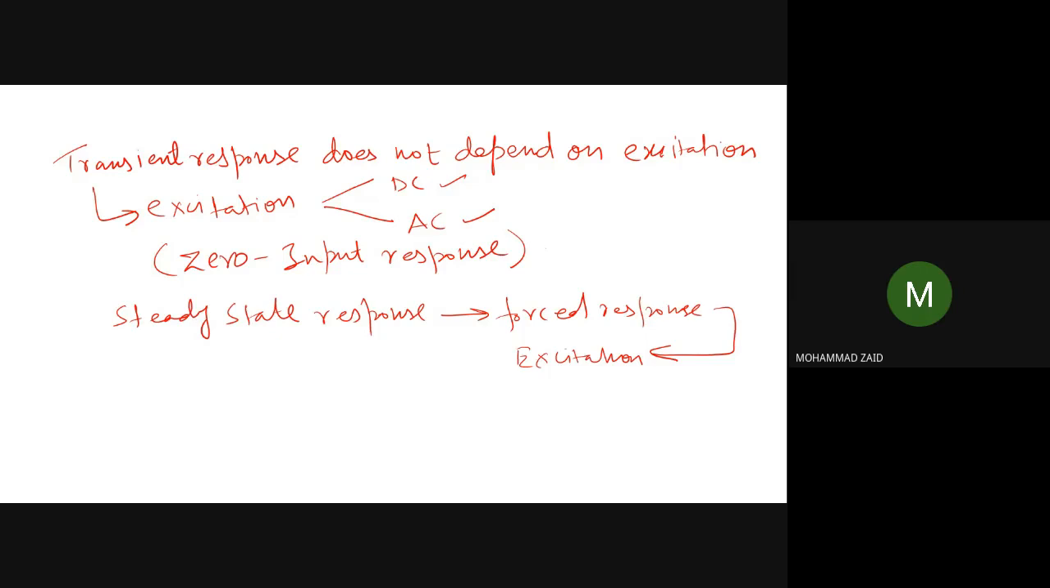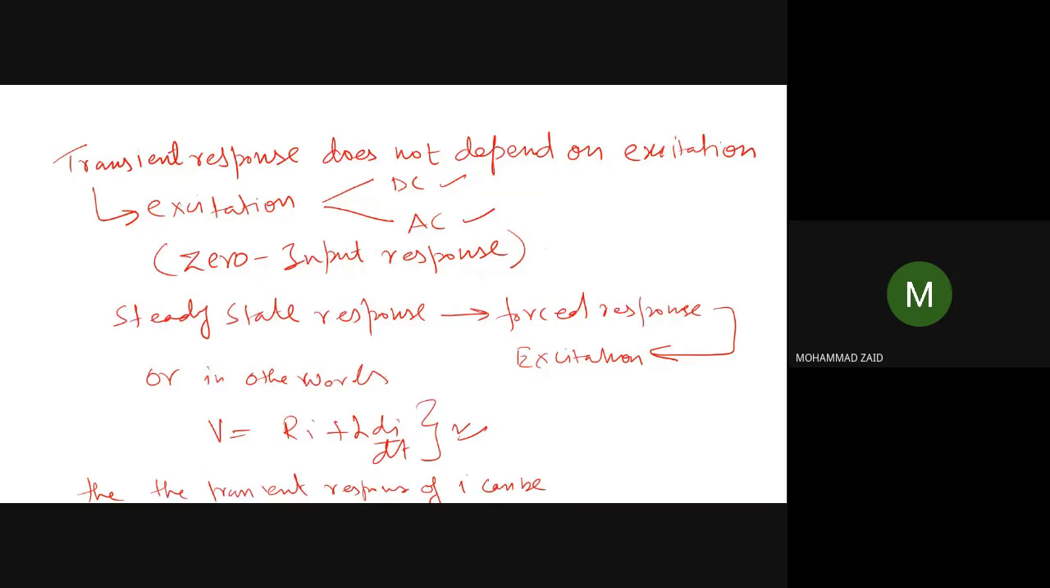But as far as the transient response of the system is concerned, it is independent of the type of excitation, whether it is DC or AC. In other words, if you have an equation like V is equal to Ri plus L di by dt, which is a first order differential equation, then the transient response of i can be found by putting excitation equal to 0. That means there is no need for excitation for getting a transient response.